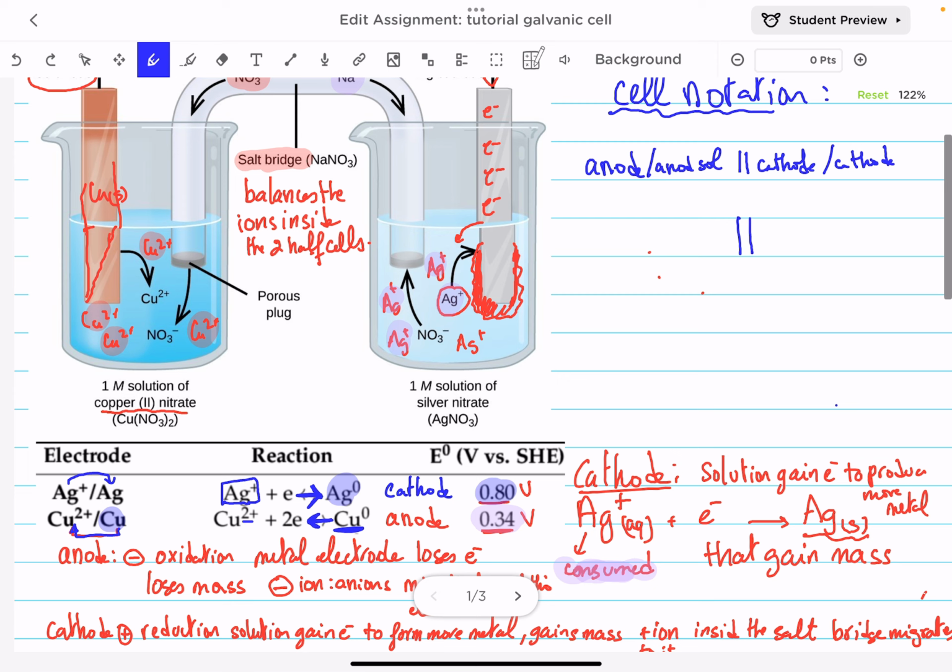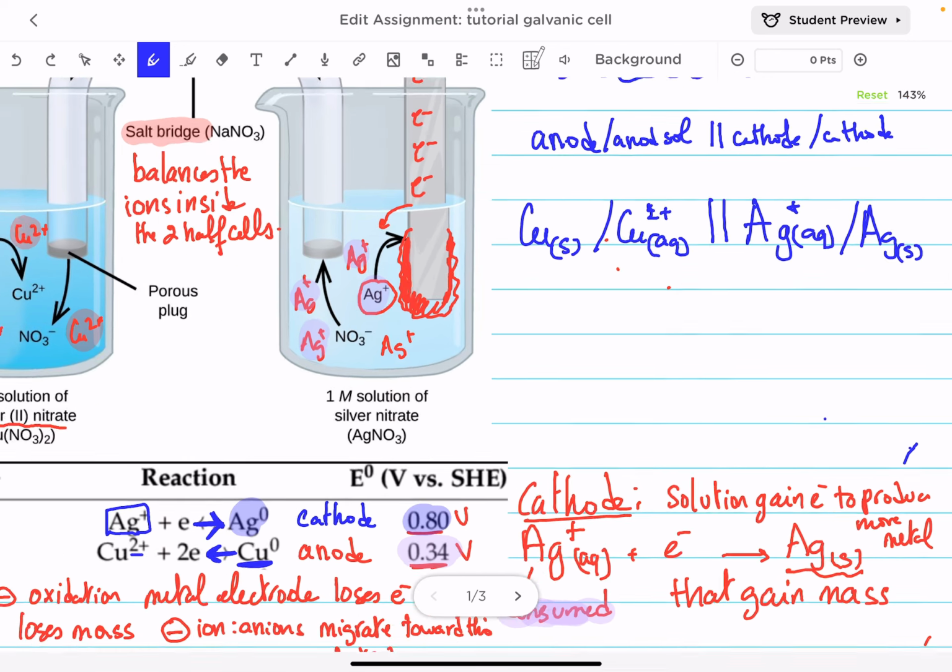So it means what happens here? You put the salt bridge, which is indicated by those two vertical lines. It is the copper at the anode that's going to turn into copper solution. So you write it like this. And it is the silver solution that's going to turn into silver metal. Always don't forget to put the physical states. So that's the cell notation.